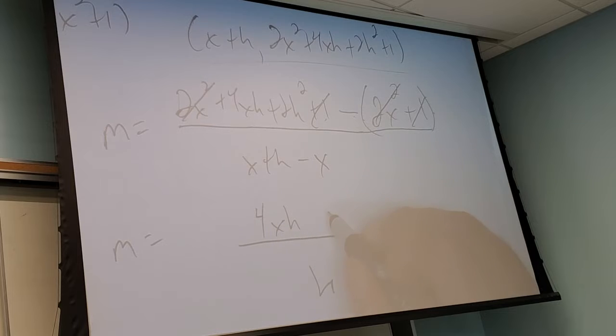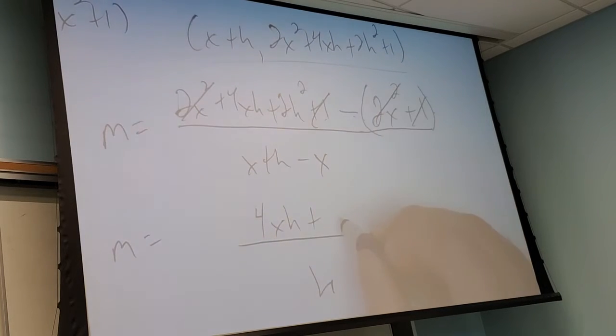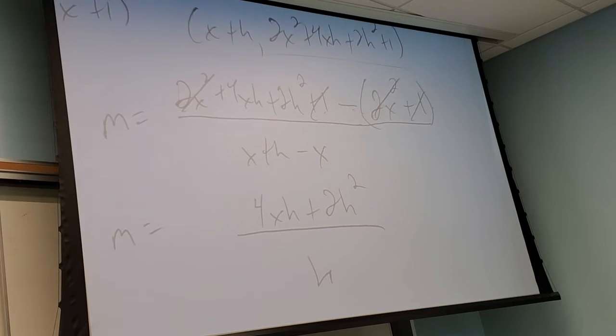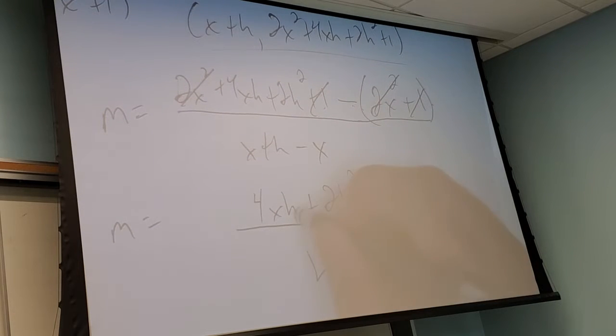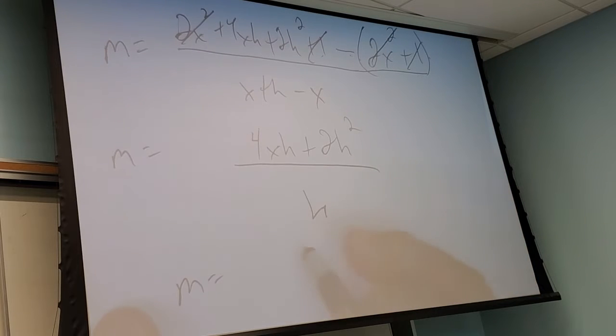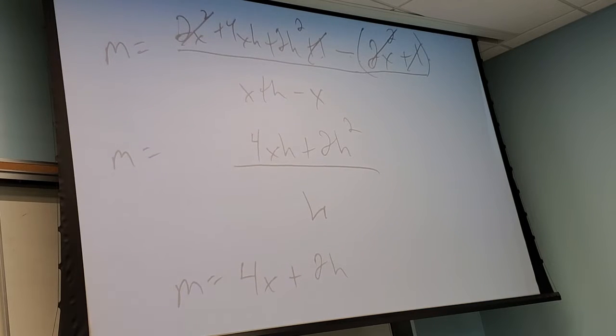4xh plus 2h squared. All right. Can I just kill these h's here? No. Good, no. But I can cancel an h, I just got to make sure I cancel an h everywhere. So what's left? 4x plus 2h. I just lose an h, right? I'm dividing an h out of each of those.